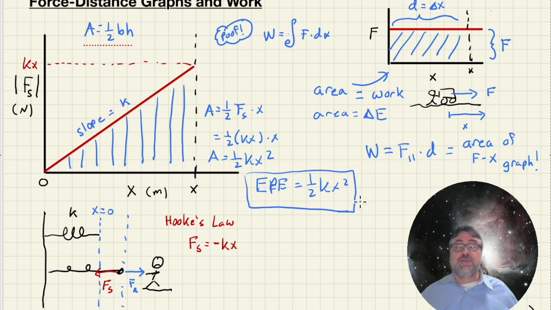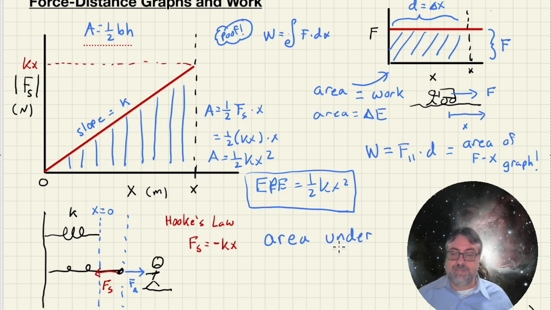But it doesn't hold true just for a spring. Any changing force acting over a distance can be handled the same way. Even if this force was a big squiggly line, if I can calculate the area under that big squiggly line, as long as this is a force distance graph, that would be equal to the work being done. So to summarize, the big idea here is the area under any force distance graph is equal to work.